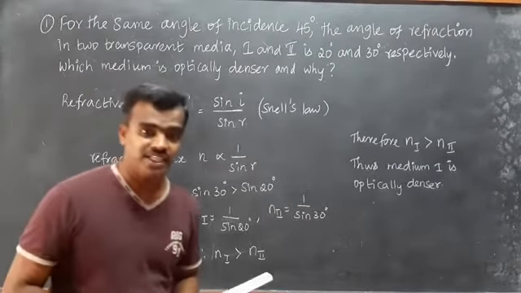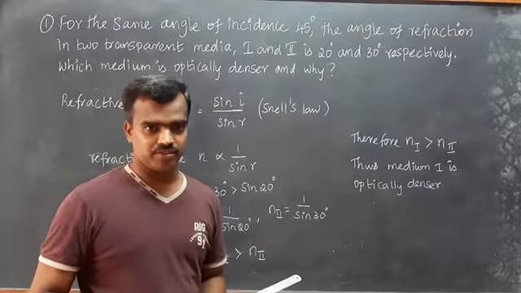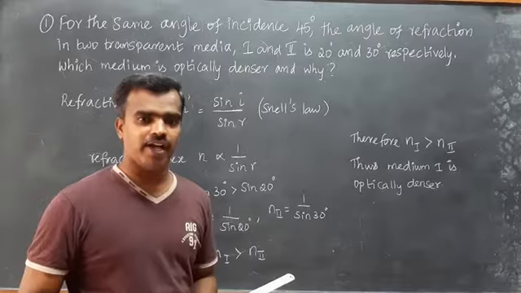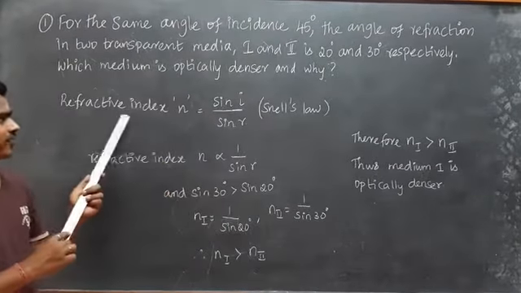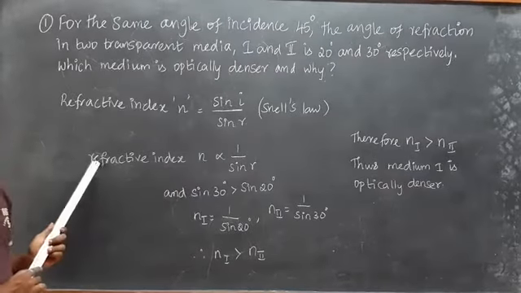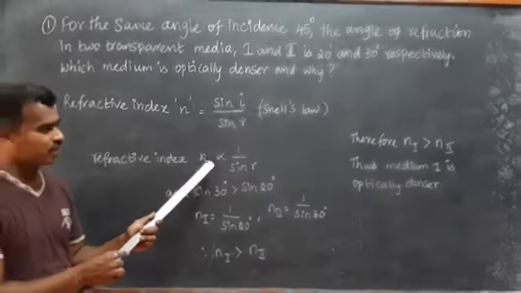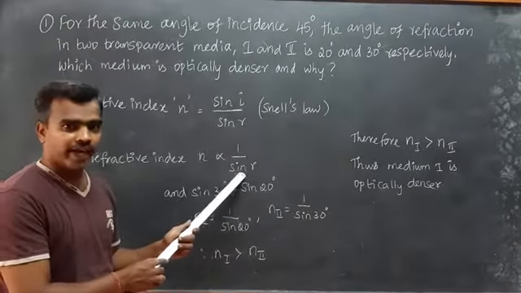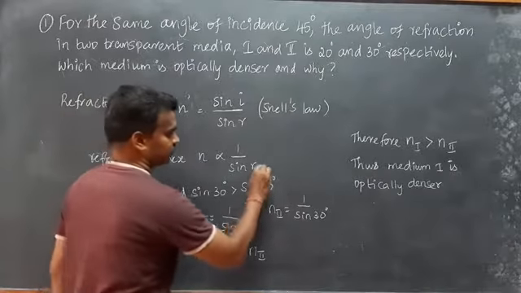We know from Snell's law that the refractive index n is equal to sin i by sin r, where i is the angle of incidence and r is the angle of refraction. From this formula, the refractive index n is inversely proportional to the sine of the angle of refraction.